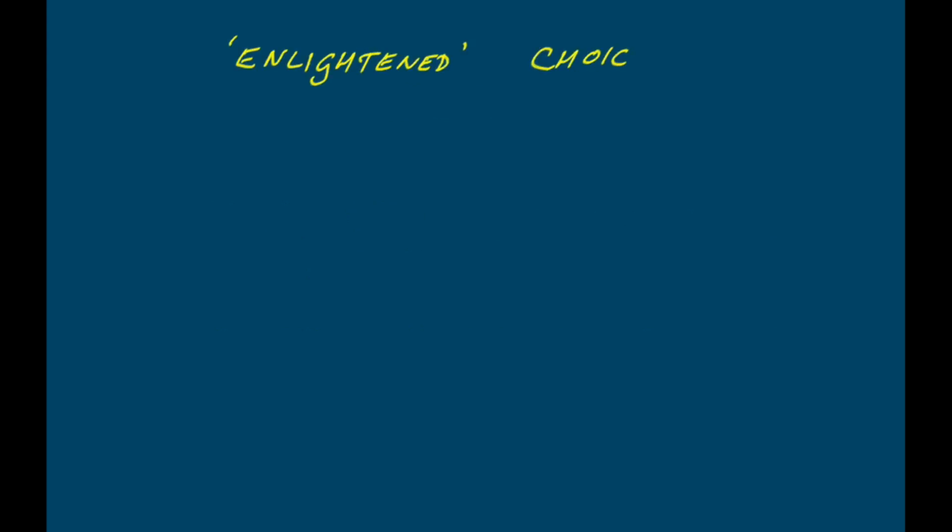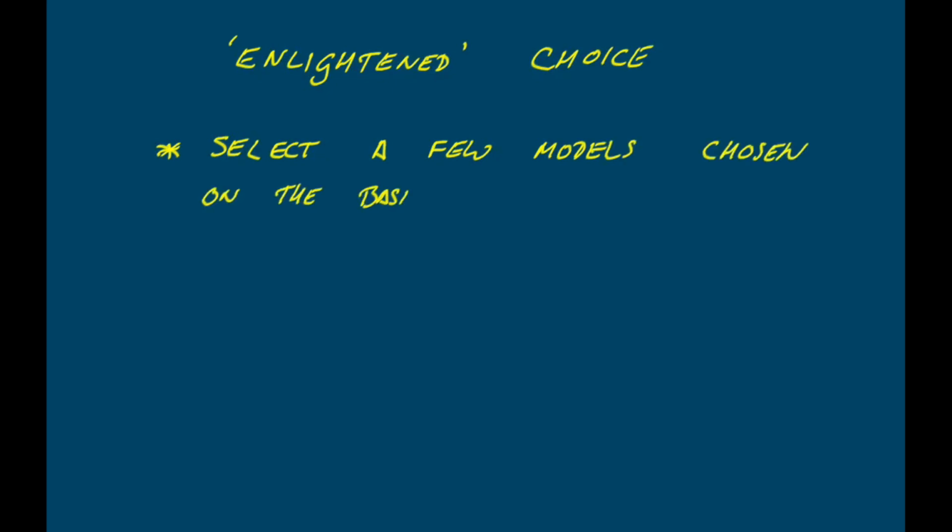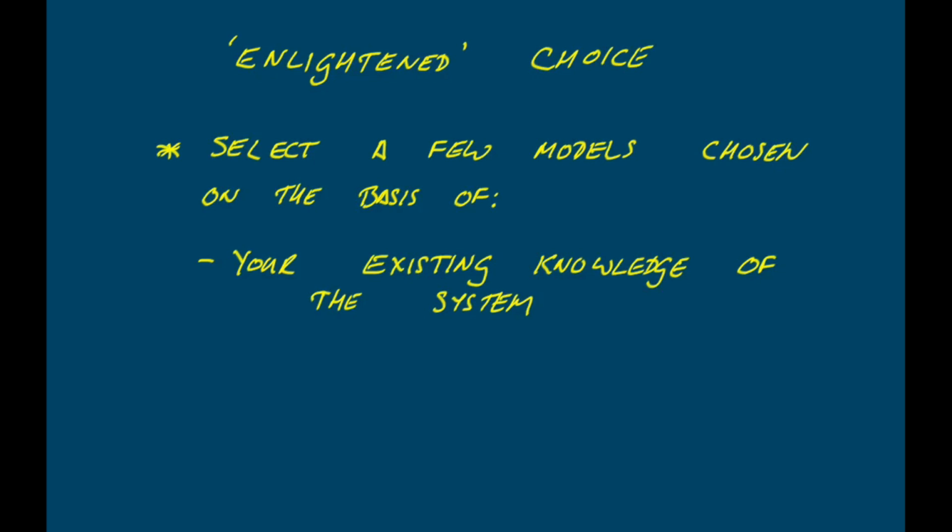So what are the alternatives? Well, what some people might describe as enlightened model choice means that you select just a few candidate models and you choose these on the basis of, firstly, your existing knowledge of the system, and then secondly, on the basis of the actual hypothesis that you're trying to test.